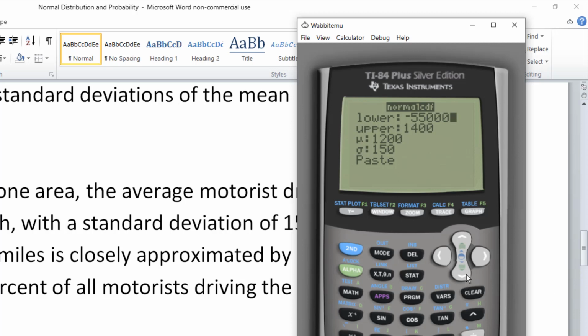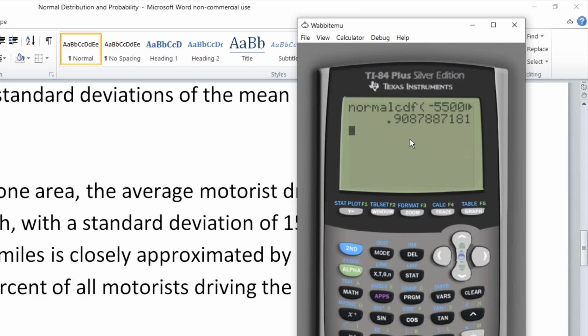Okay. And then we go down. Again, everything else stays the same. The mean is still 1200. Standard deviation is still 150, and then I'm going to paste it. Again, I just remind you that if you were using z-values for the lower and the upper bound, then the mu, or the mean, would always be 0. The standard deviation would always be 1. But in this case, I'm letting the calculator compute that for me. So I hit enter, and then enter again to do the final computation. And then you have it.